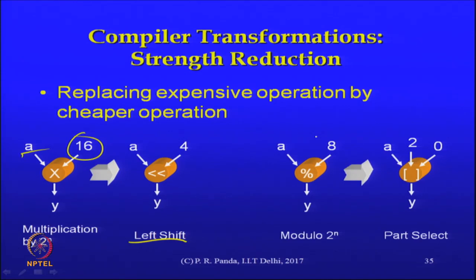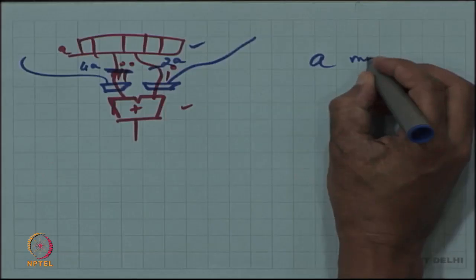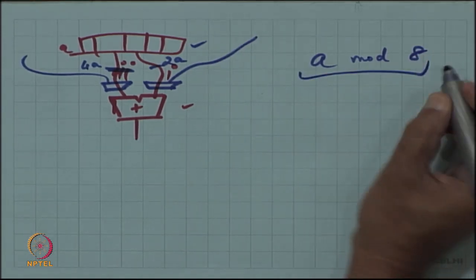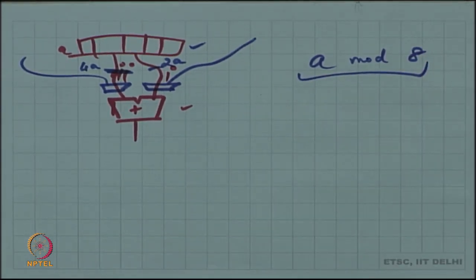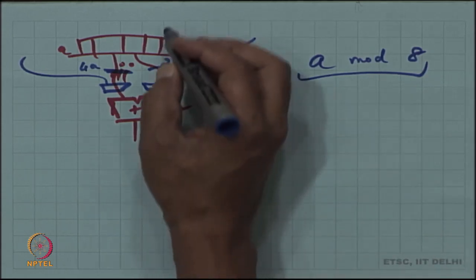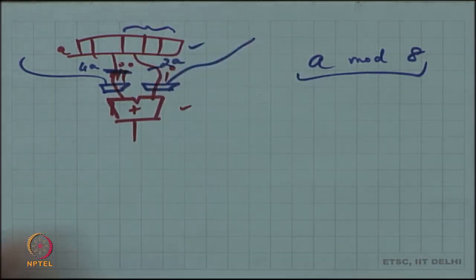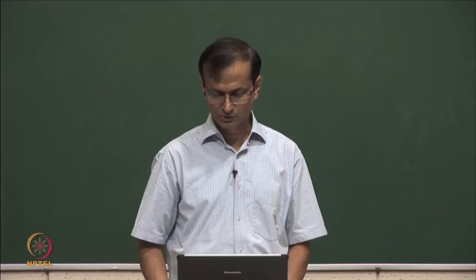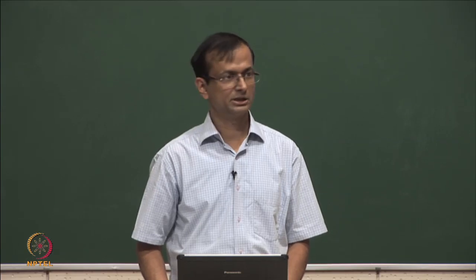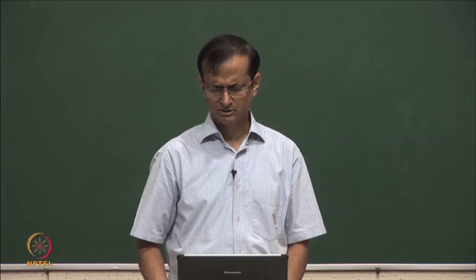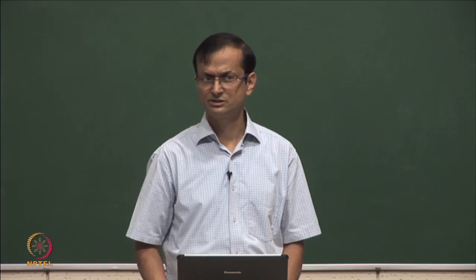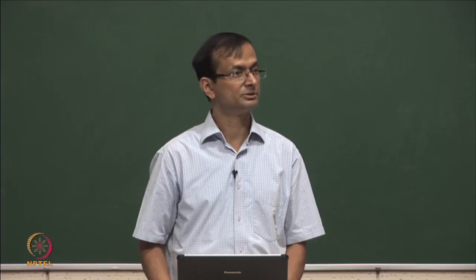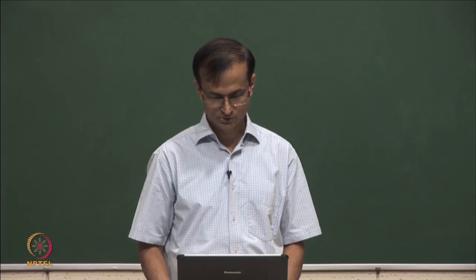So, A mod 8 can be simplified when it comes to hardware realization as what? Taking the last 3 LSBs. Yeah. So, A mod 8 would be, you just take the 3 LSB bits, it is what is called a part select. We can include a dummy operation like a part select. It happens in 0 time as far as gate delay is concerned, for the same reason that the shift operation by a constant also happens in 0 time.